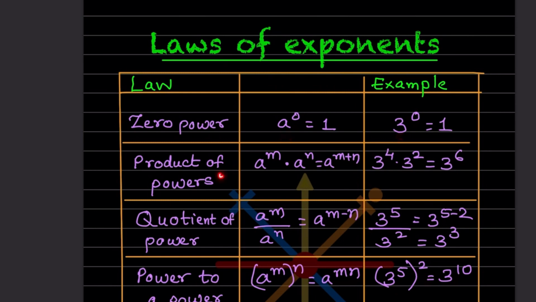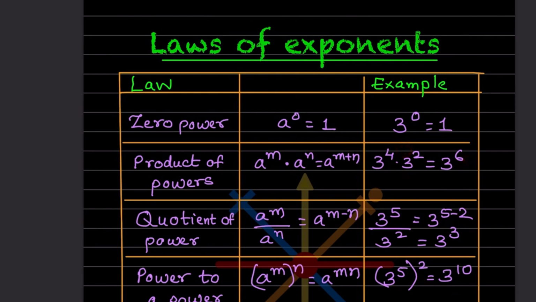Product of powers: product means multiplication. We can also put a dot over here, or a cross, that is a multiplication sign. Whenever the bases are the same and the exponents are different, for multiplication we add the exponents. This is the example, suppose a is 3. These bases are the same, so we add the exponents, that is 4 plus 2, which is going to be 6.